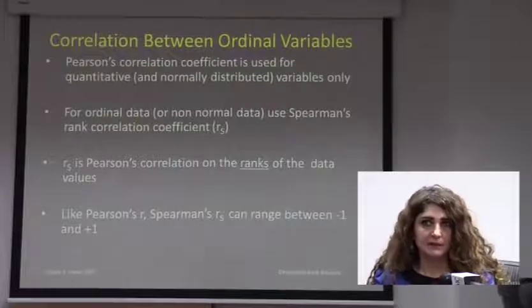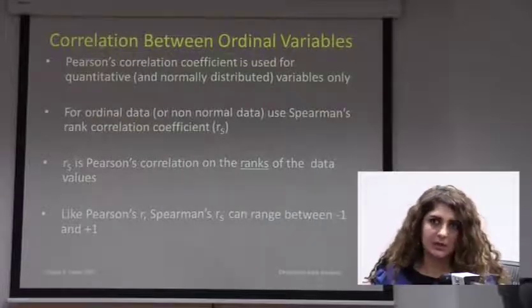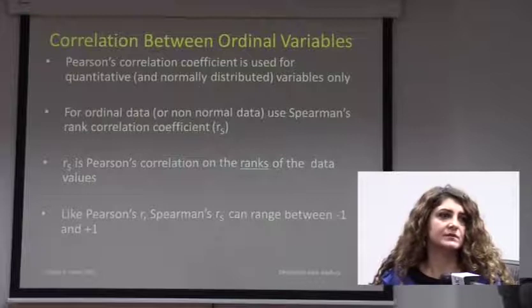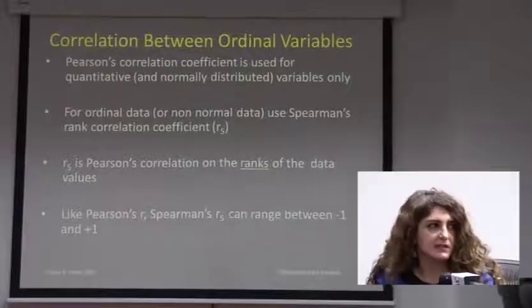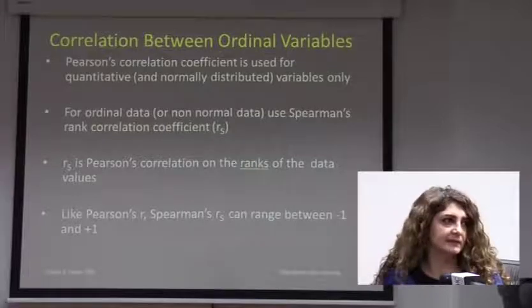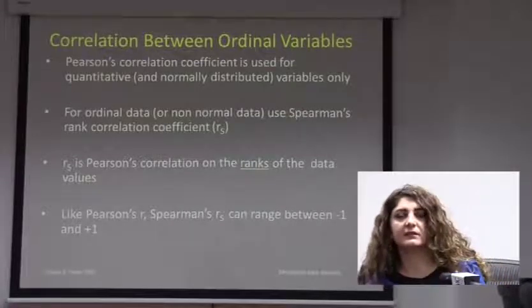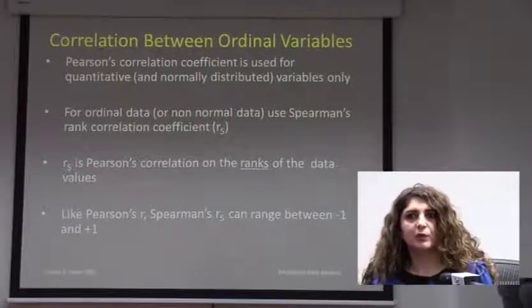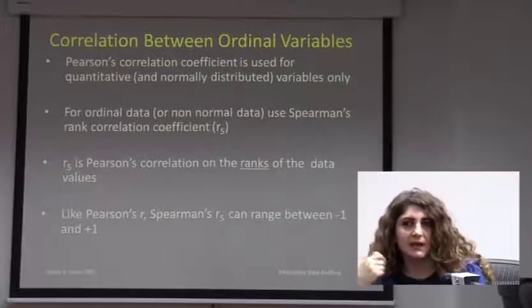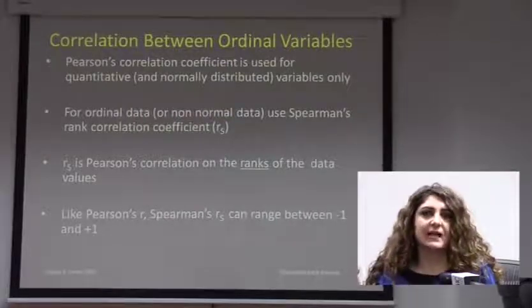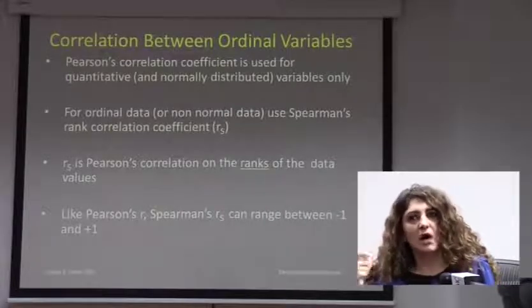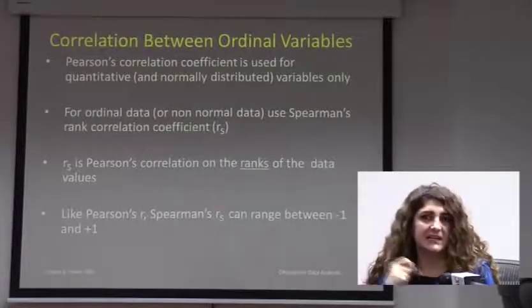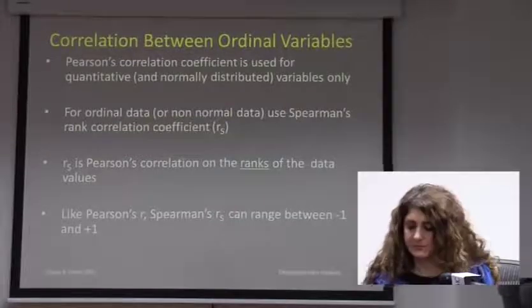It is actually Pearson's correlation, but on the ranks of the data values. So instead of having the data value itself, 50, 60, 70 years, you can have 1, 2, 3 instead. It's the rank of that value in the data set. It is a number between -1 and 1. A lot of people interpret it like Pearson, but it's not exactly the same, again, because you are doing a correlation on ranks and not exactly on the values.